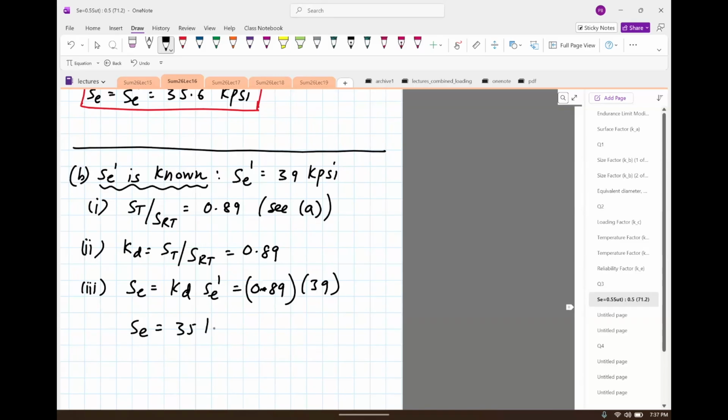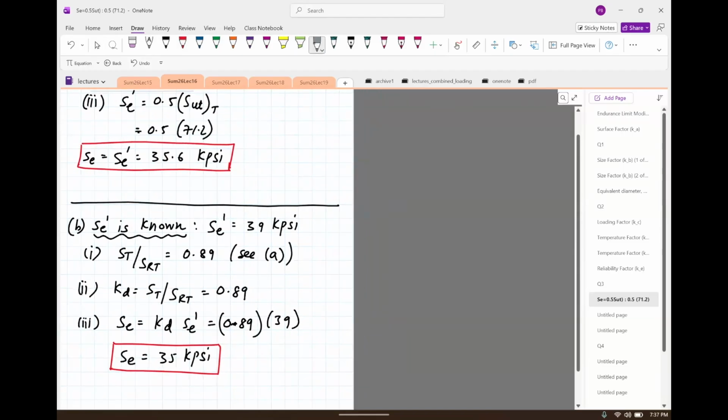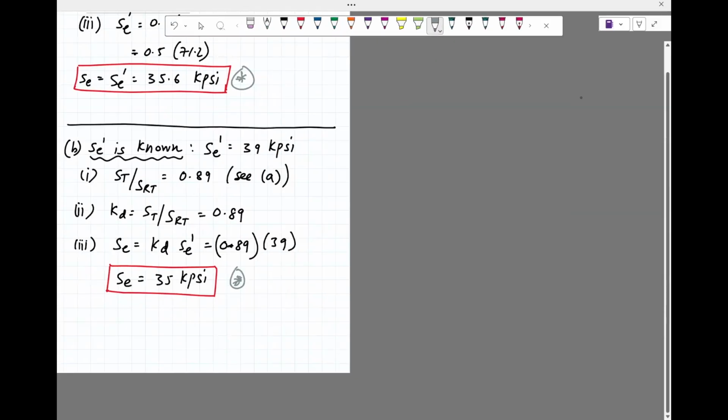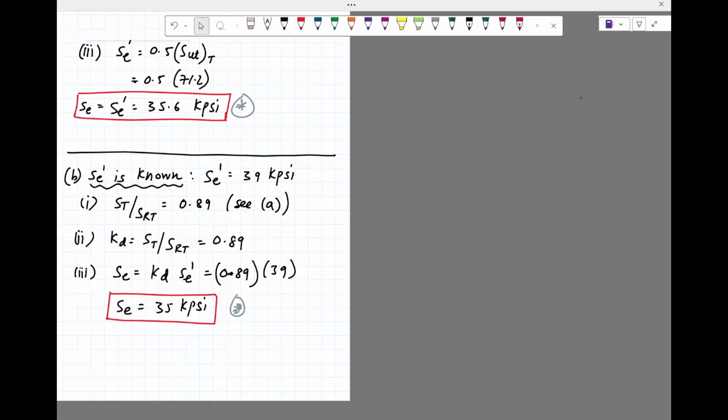35 kpsi. Okay, and they're not too off. If you see this value and this value, they're very close to each other. Okay, so this is how you have to use the formulas to compute the temperature factor, if SE prime is known or SE prime is unknown. Okay, so now we'll get to the part which will bring all the five factors together.